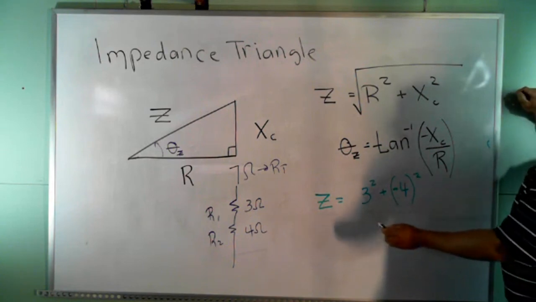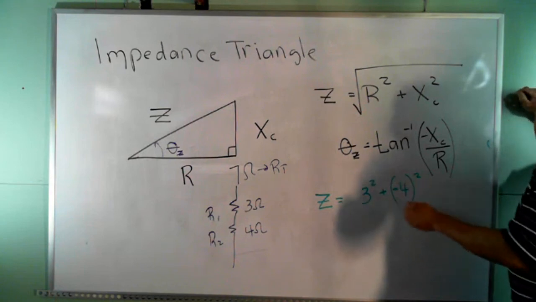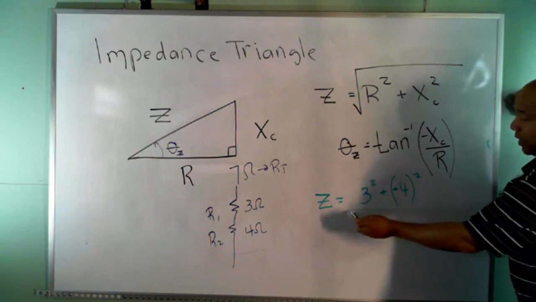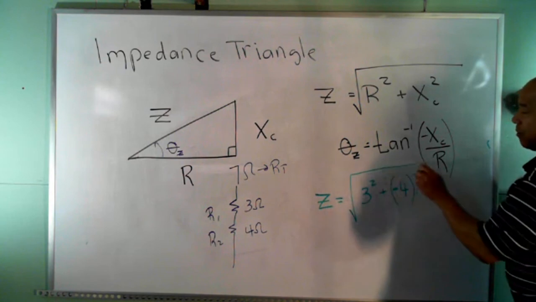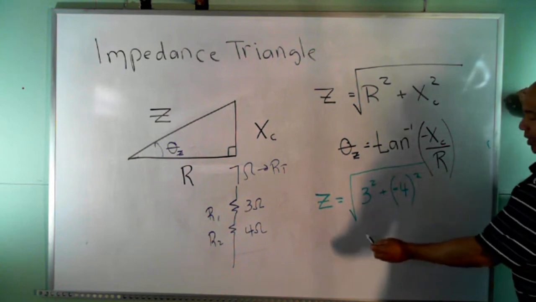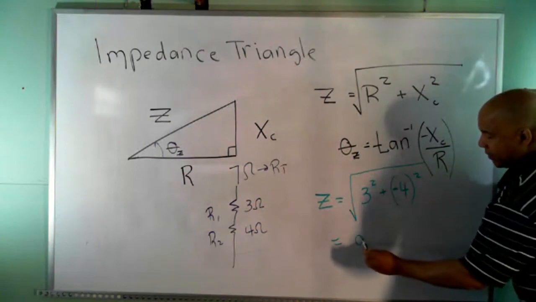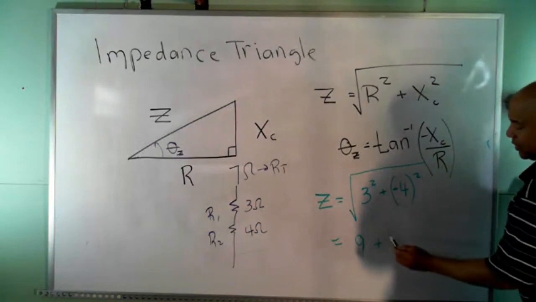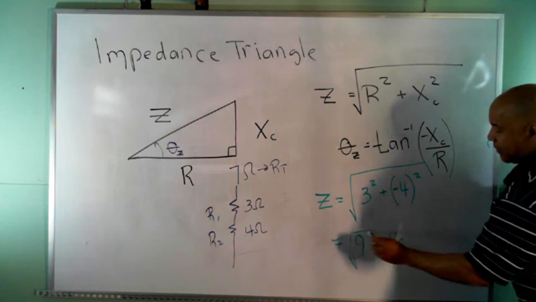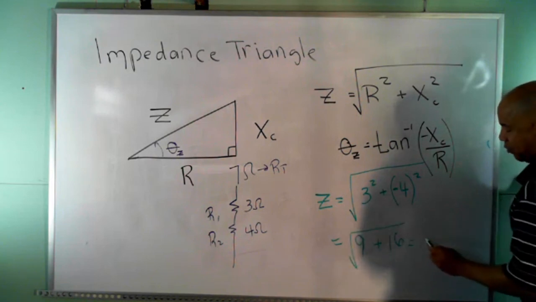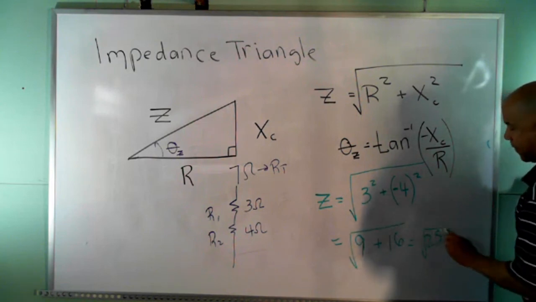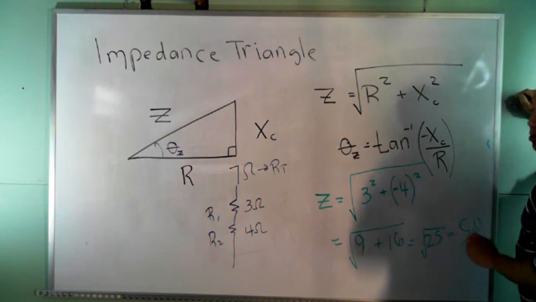I don't know if I'll have time because I've got like 3 minutes, so I may have to pick up with this in the next video. But if I do this, I'll get the square root of 9 plus 16, which gives me 25, which gives me 5 ohms.